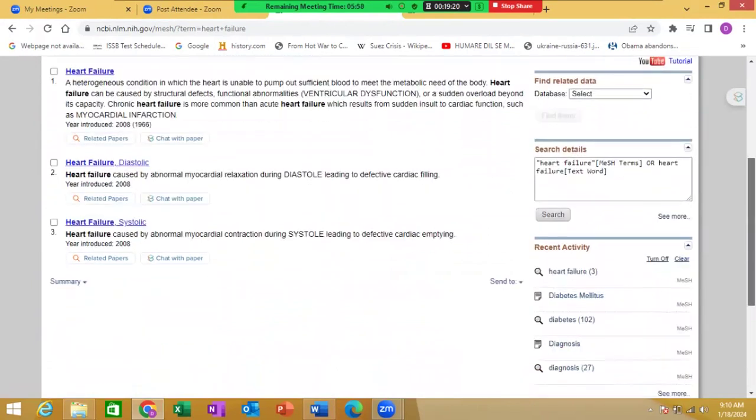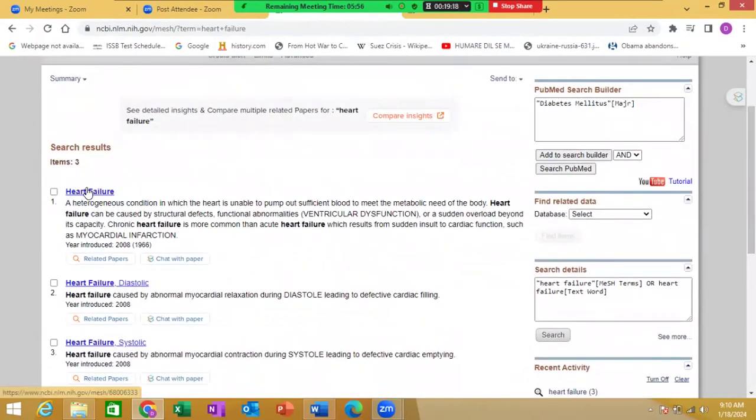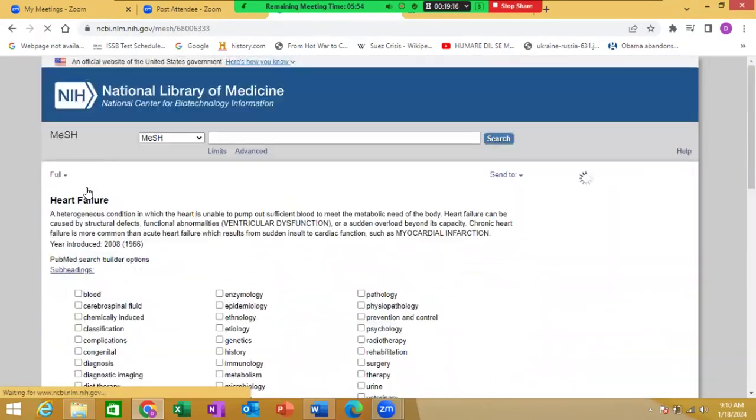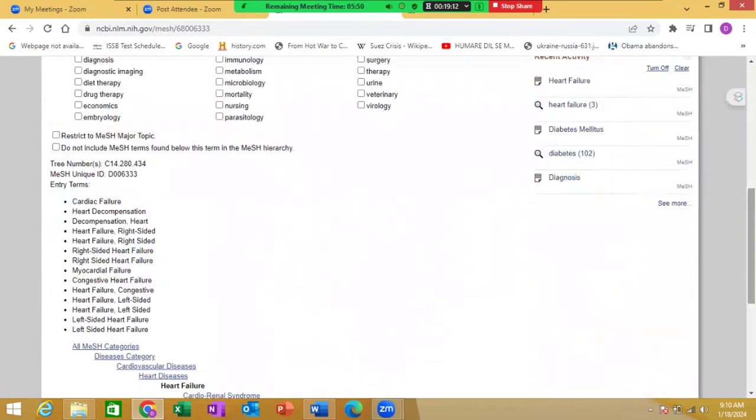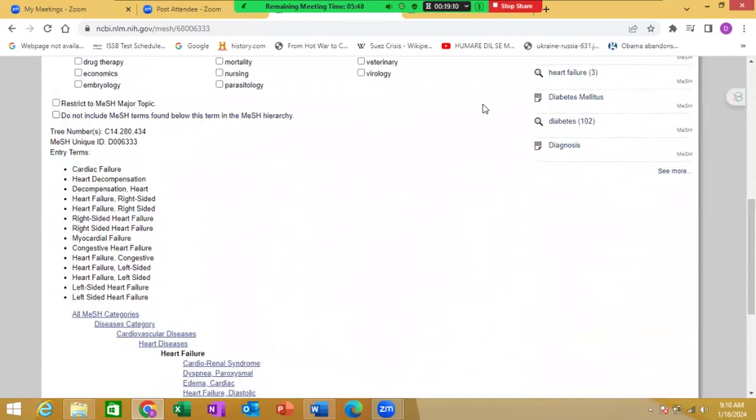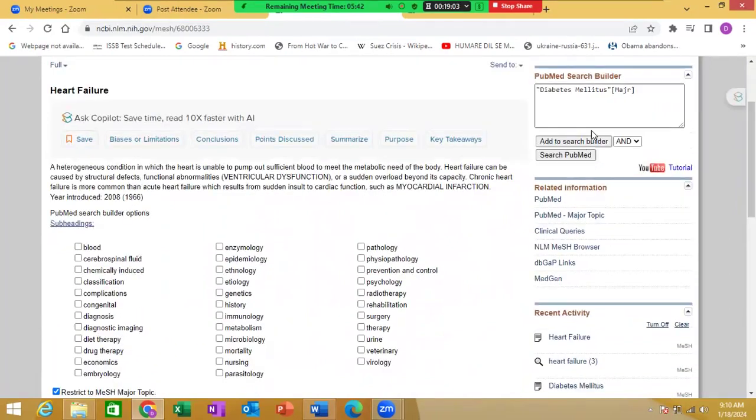Diastolic, systolic, whatever you want. I just want heart failure, and I do not want anything else. I just want to say, okay, restrict to major MeSH term. Add to search builder.